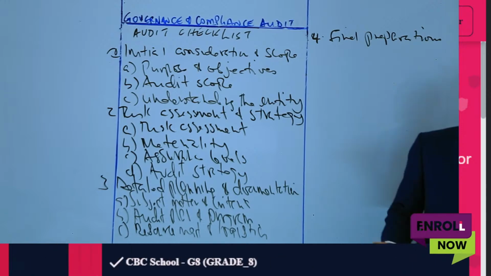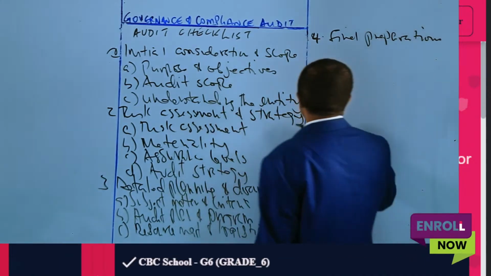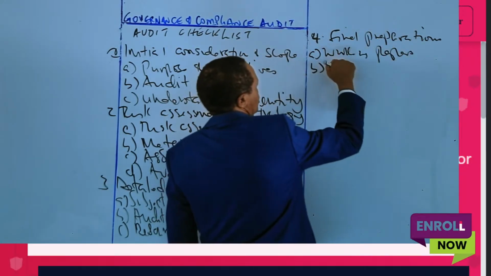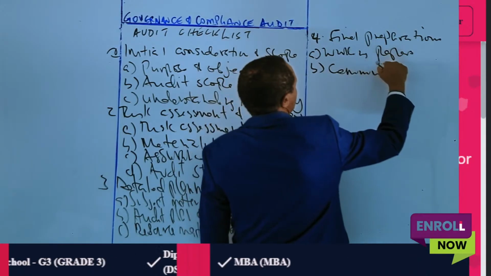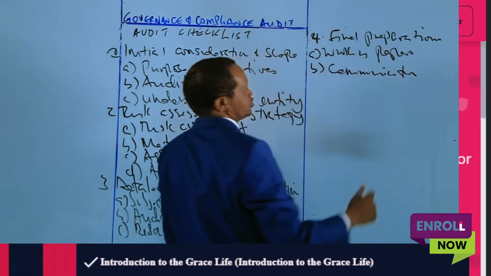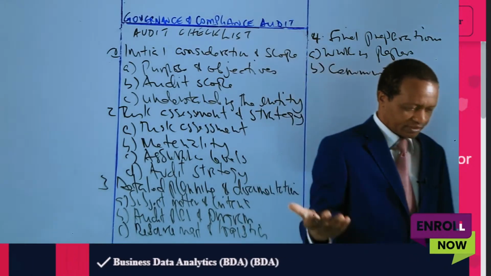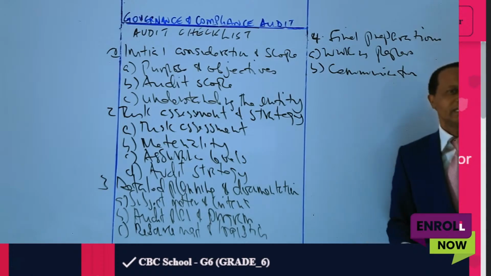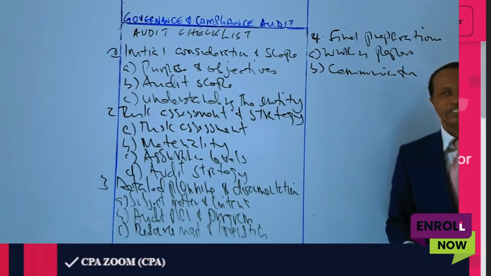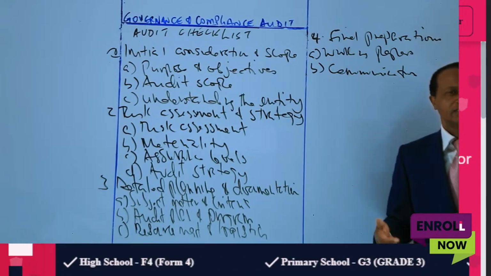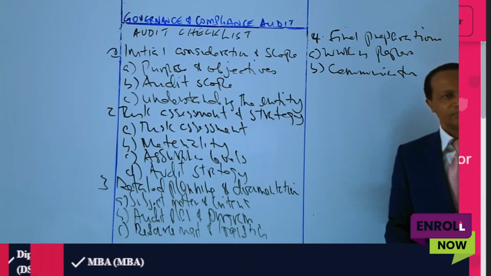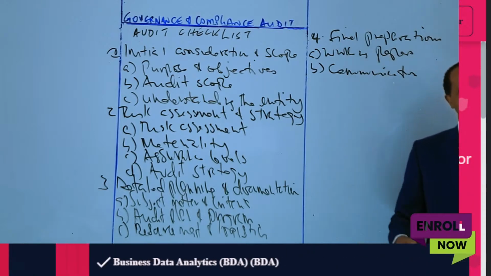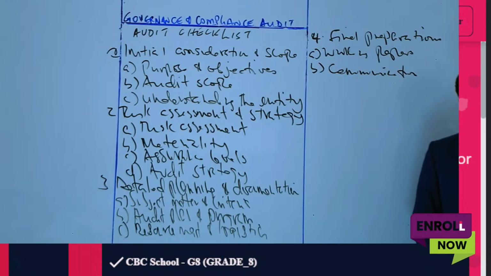the working papers, communication. You have working papers. There are issues to do with communication. Now, the question to answer on working papers, for example, would be, have the permanent and current files been set up? Have they been set up? The permanent file, has it been set up? The current file, has it been set up? Number 2, have all planning documents been properly documented and indexed in the working papers?